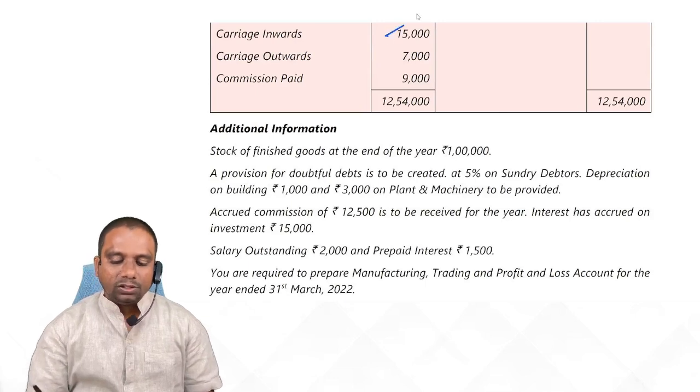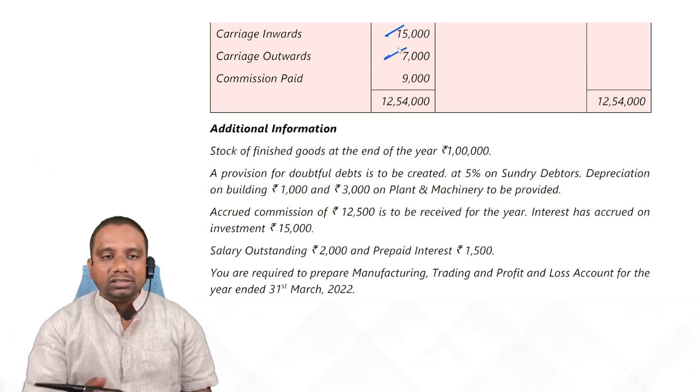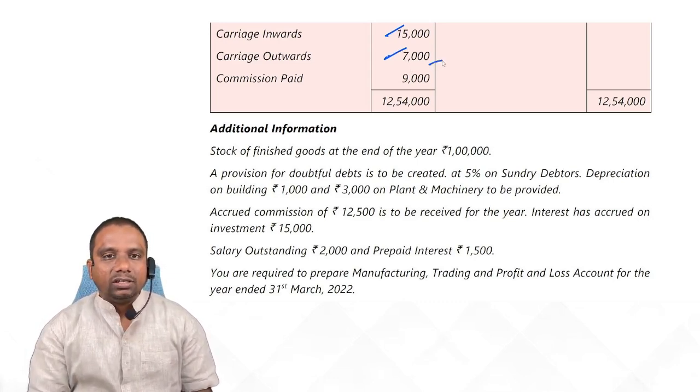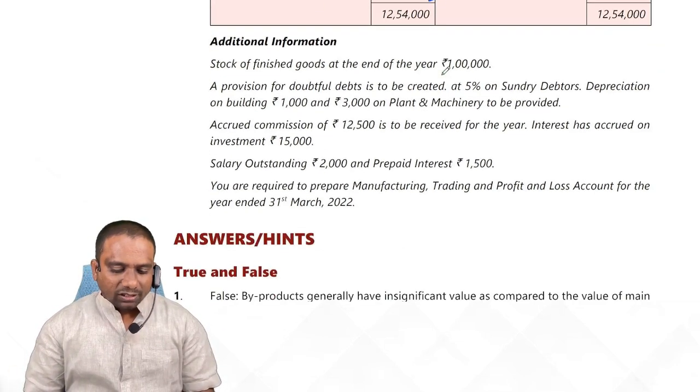Carriage inward, manufacturing account, debit. Carriage outward means amount paid on sales, to deliver the goods to the customers. So P&L account debit, commission paid P&L account debit. Is this clear? Now look at additional information.